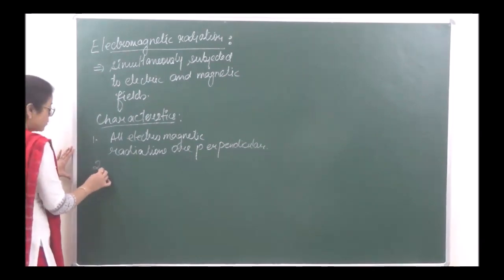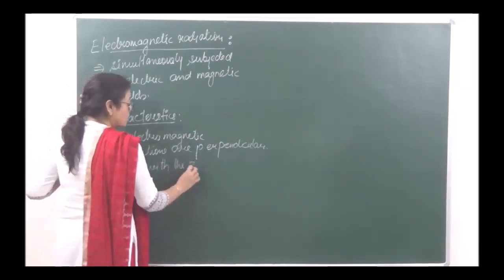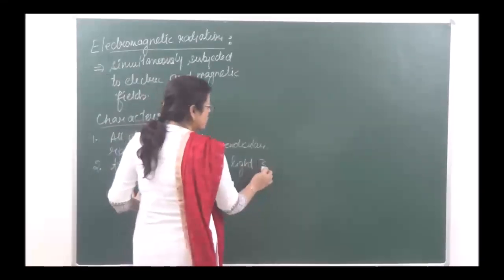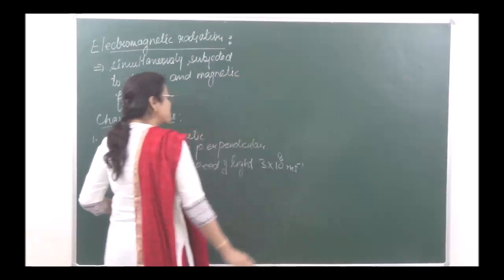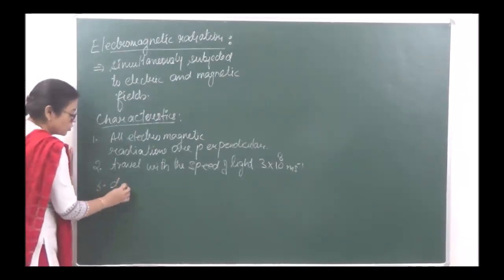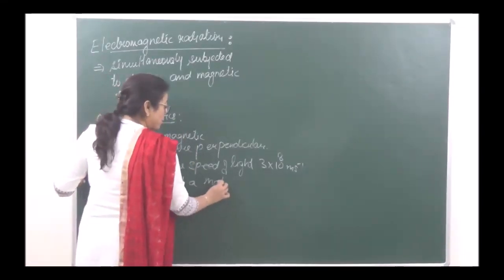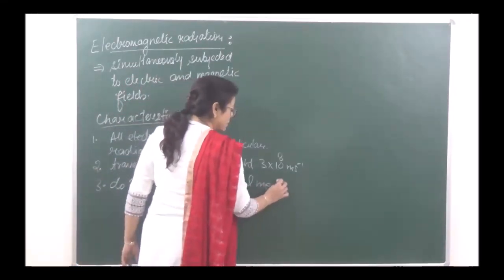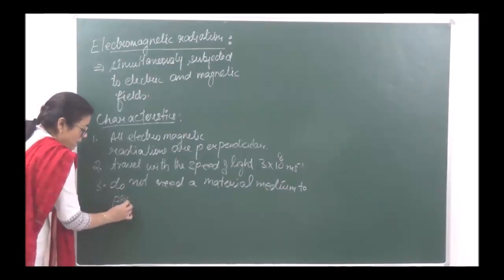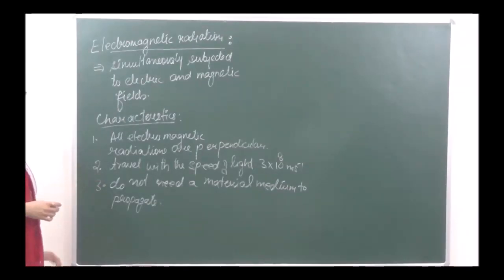And secondly, all electromagnetic waves travel with the speed of light, that is 3 into 10 raised to power 8 meters per second. Okay, and also electromagnetic radiations do not need a material medium to propagate, right? Or in other words, what do we say? That they can also travel in vacuum.